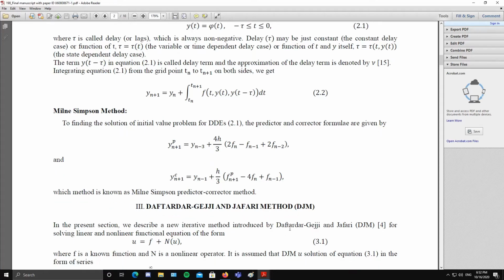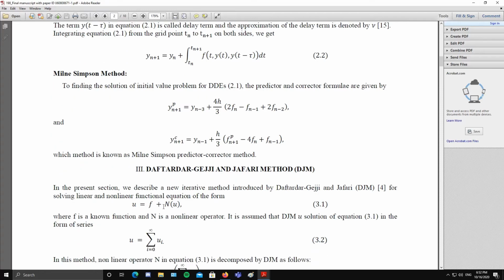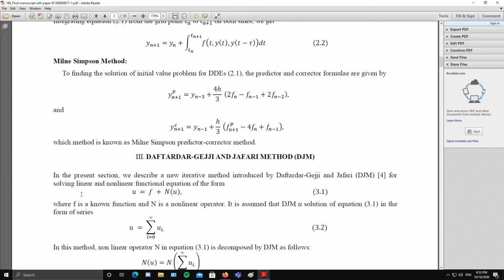Now we describe a new method introduced by Dr. K and Jaffrey. In short it is called DJM, the Dr. K and Jaffrey method, for solving linear and non-linear functional equations of the form u equals f plus n of u, where f is a known function and n is a non-linear operator.